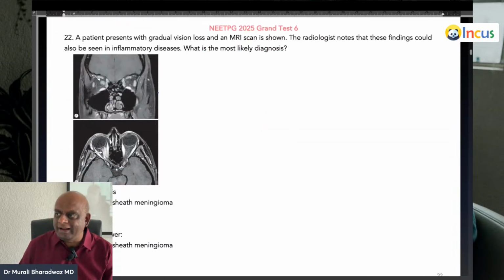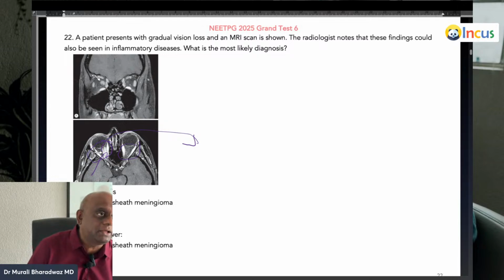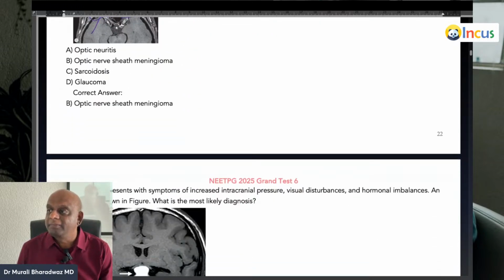A patient presents with a gradual loss of the vision. MRI scan is showing, you can see this side normal optic nerve, this side there is an increased intensity, which is very classical of optic nerve sheath meningioma.